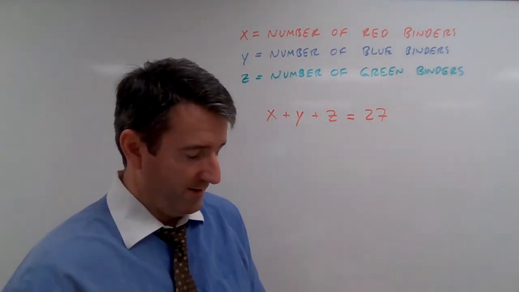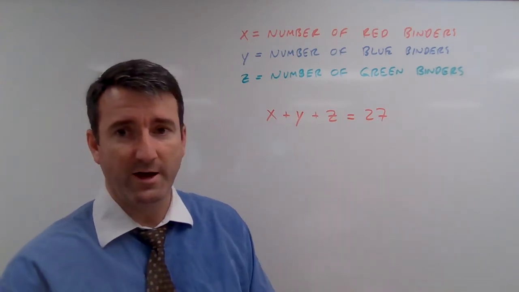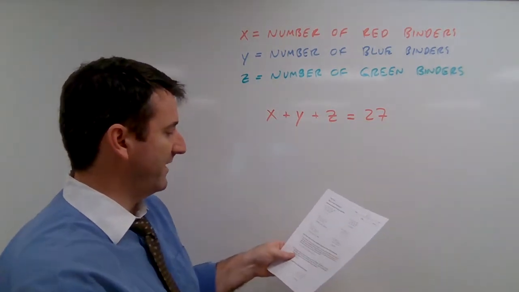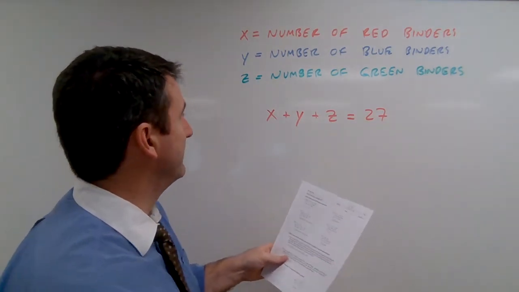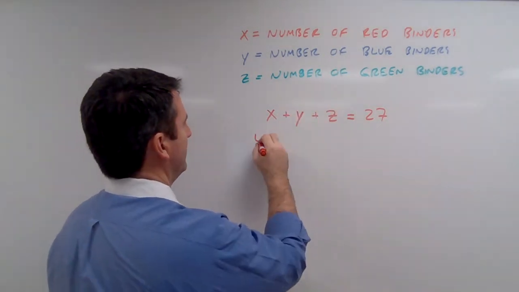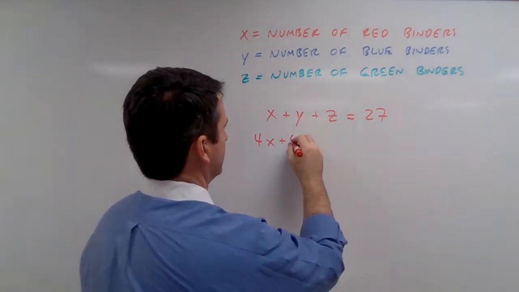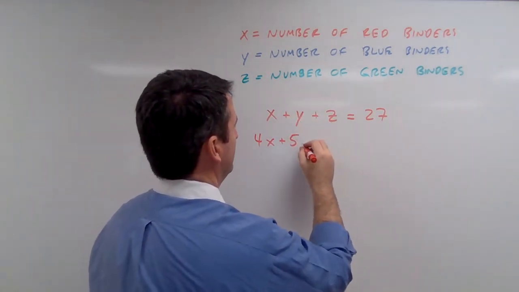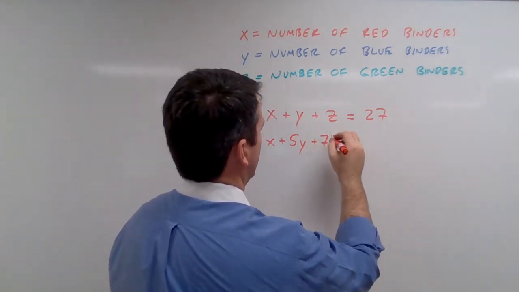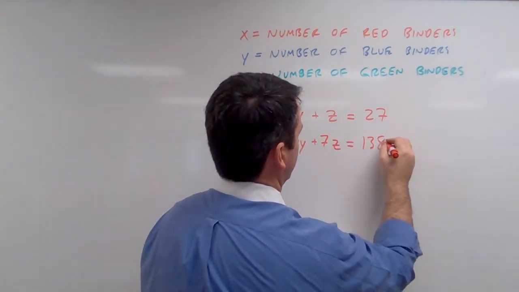The second equation is going to come from the fact that the total cost was $138, and red binders were $4, blue binders were $5, and green binders were $7. So if we take $4 times the number of red binders plus $5 times the number of blue binders plus $7 times the number of green binders, that's got to equal $138.